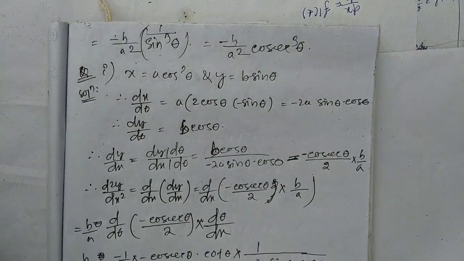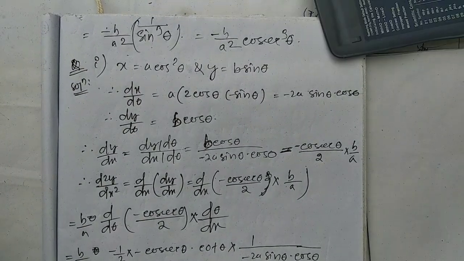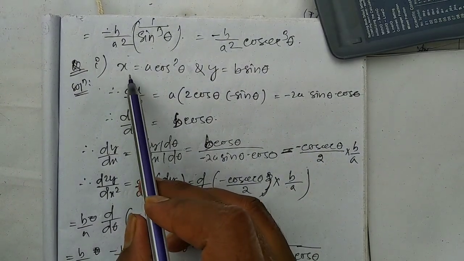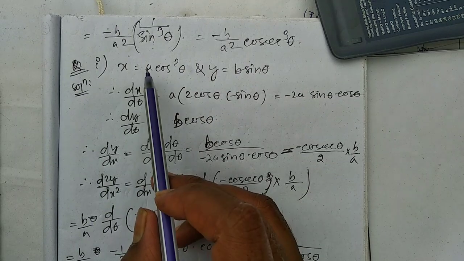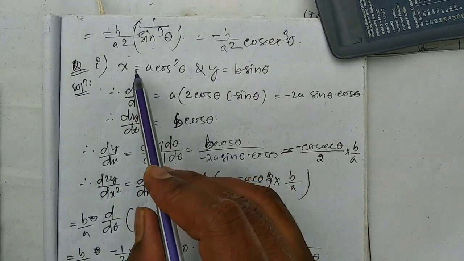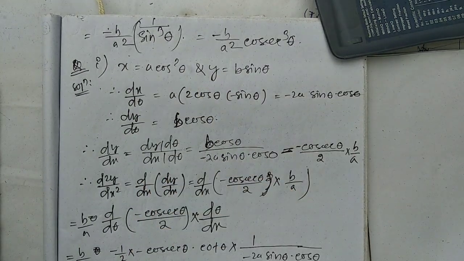Okay, let's solve one more problem. Here the question is: y is equal to a cos square theta. Sorry, x is equal to a cos square theta, y is equal to b sin theta.